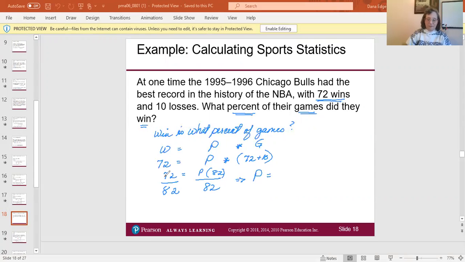So P equals 72 divided by 82. That's 0.878. The next one's actually a 0.4. So their percentage is about 87.8%, or 88% if they want it with no decimal places.